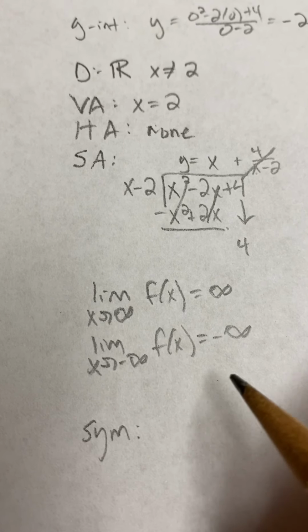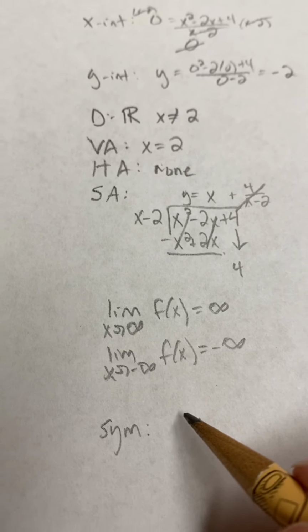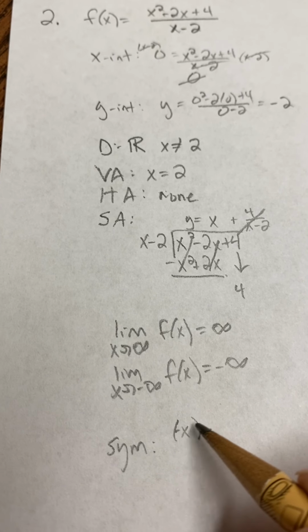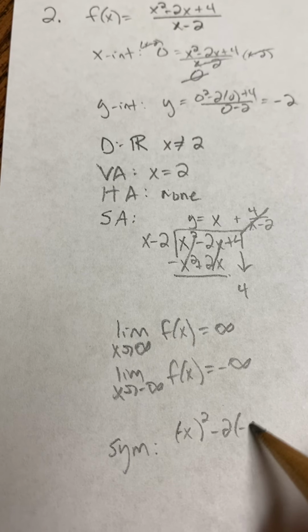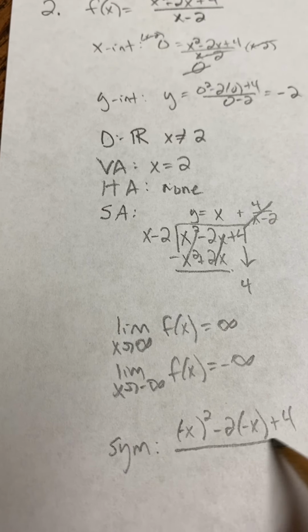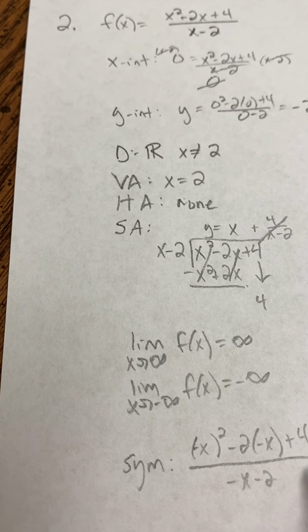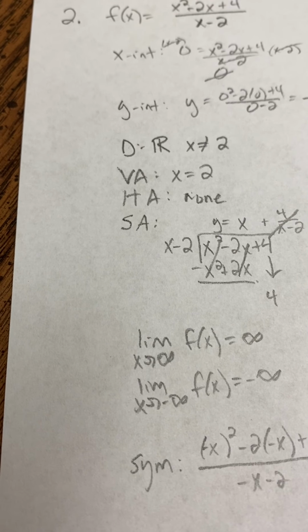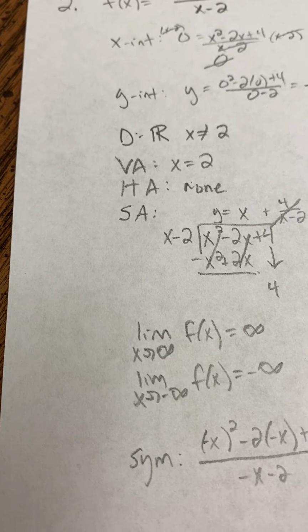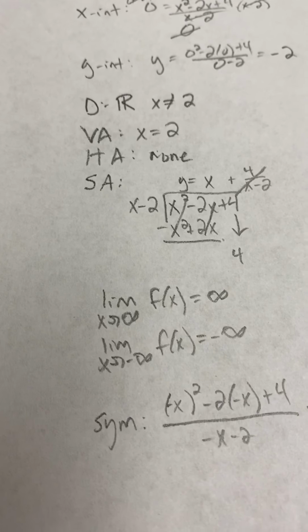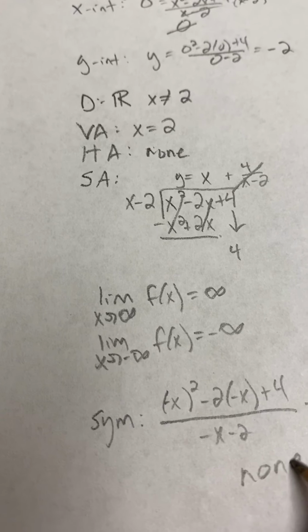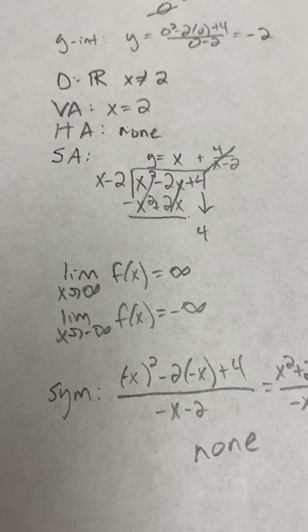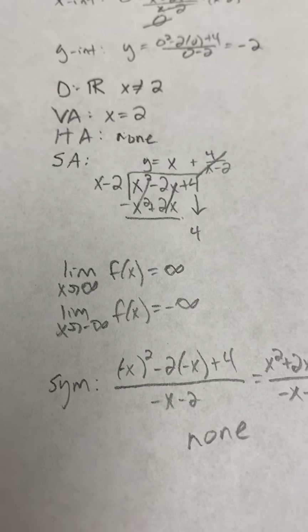To check for symmetry, we're plugging in -x, so the original function's up there somewhere. So negative x squared minus 2 times -x plus 4 over -x minus 2. That does not give us the exact same thing that we started with, nor does it give us the exact opposite. So we don't have any particular symmetry on this. Okay, I think that's everything that we can find out from the original function.